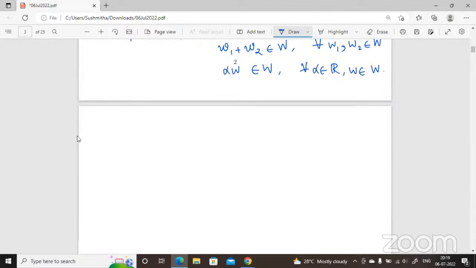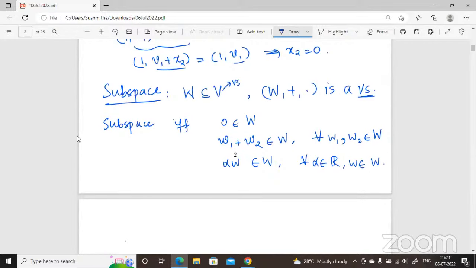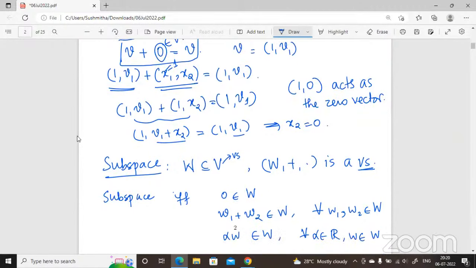Ma'am, I have a question. When we're checking whether 0 is contained in W, we've just seen that 0 need not be (0, 0). If the vector space does not have the usual addition and scalar multiplication, and therefore the 0 is not really (0, 0), maybe it's like (1, 0) in our previous case, then would that (1, 0) be checked, or would we have to check (0, 0) only? No, the 0 of the vector space. This is a subspace of some other vector space, so the 0 of that vector space should belong to this subspace, and not necessarily (0, 0).